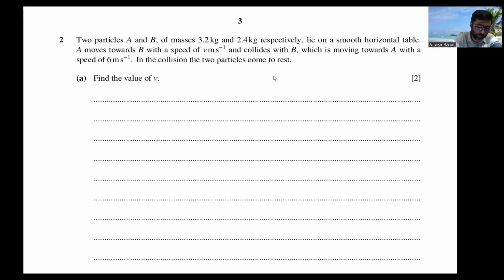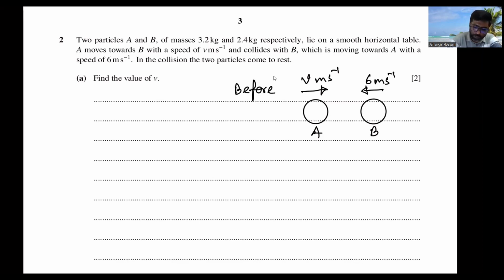Now let's present this information on a diagram. Let this be particle A and that particle B. Let's present the initial velocity above the particle. Particle A moving towards B with velocity v meters per second. Particle B moving towards A with velocity 6 meters per second. So this is the velocity before the impact, and the velocity after the collision we present below the particle. Both particles come to rest after the collision, so both particles will have speed 0.